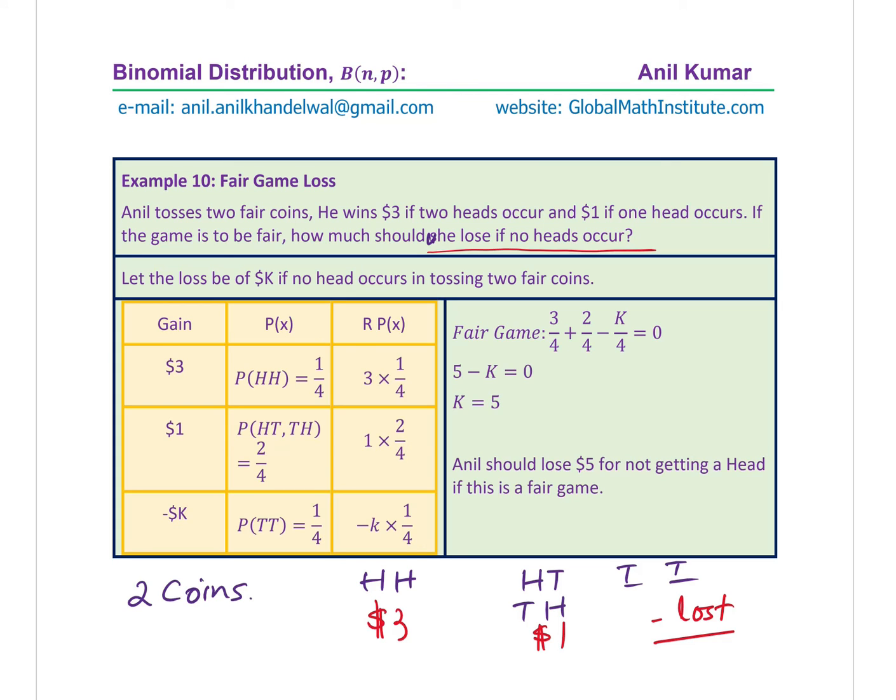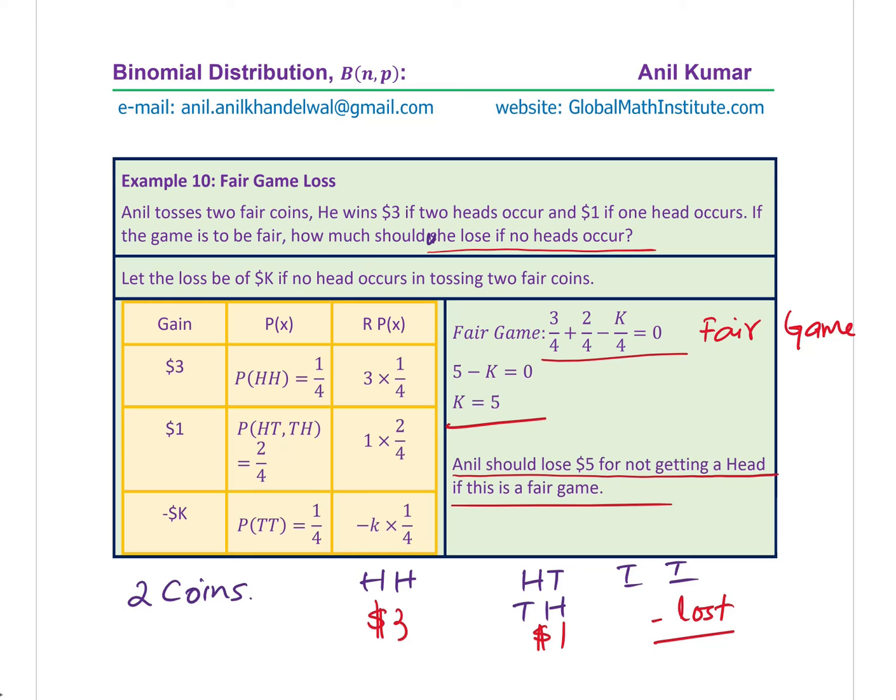So 3 into 1 over 4, 1 into 2 over 4 minus k into 1 over 4. And when you add these expected earnings, everything should be 0 since the game is a fair game. Is that clear to you? So that is the idea. So solving, we get k equals 5. So Anil should lose $5 for not getting ahead if this game is a fair game.